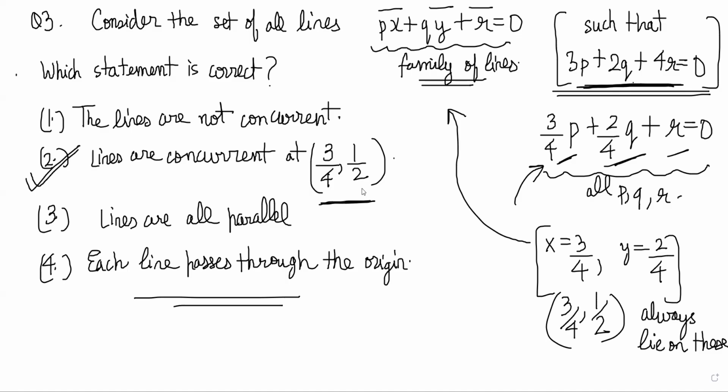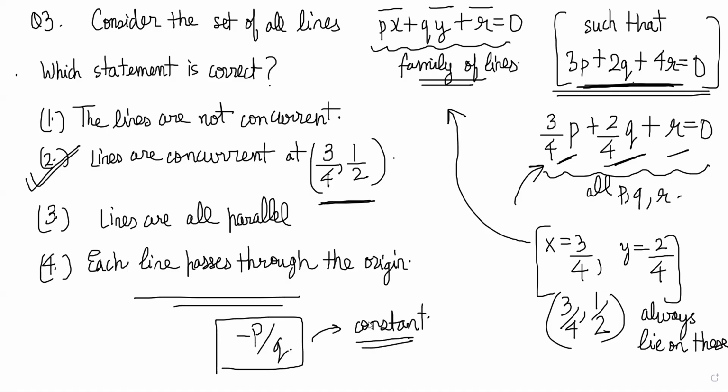We cannot say anything else. We cannot say that they are parallel lines and so on. Why? Because the slope of these lines is minus P over Q. We are not guaranteed that this value will be constant for all the lines, right? But we are guaranteed that no matter what the value of P and Q and R is, it will always satisfy this equation, which means it will always pass through this point, 3 by 4 comma 1 by 2.